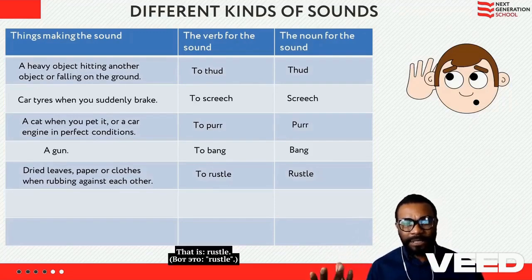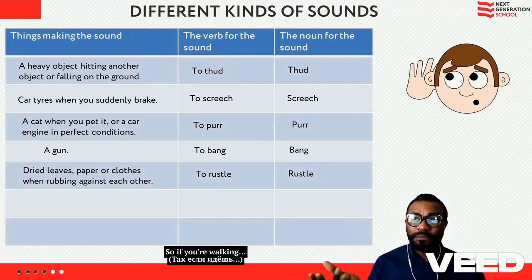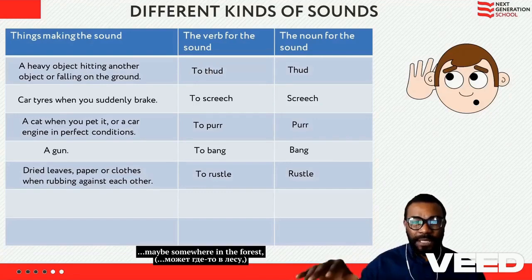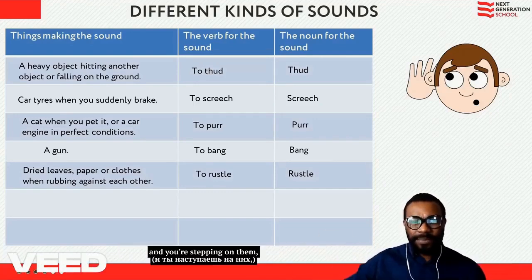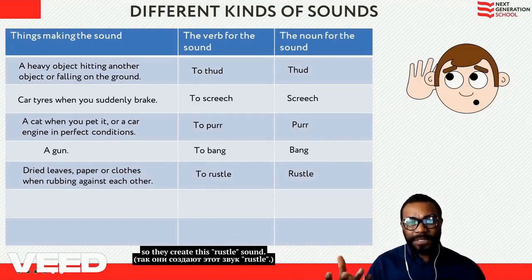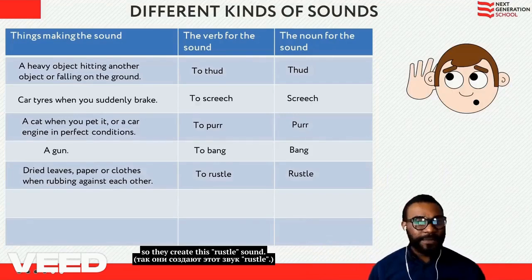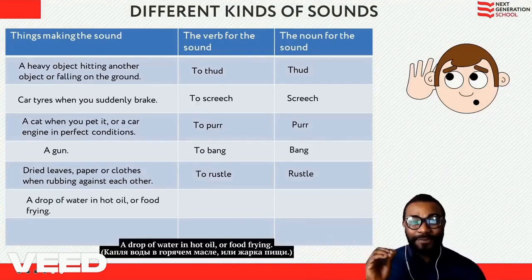That is rustle. So if you're walking maybe somewhere in the forest and there are dried leaves on the ground, and you're stepping on them, they create this rustle sound. The next one, a drop of water in hot oil or food frying.